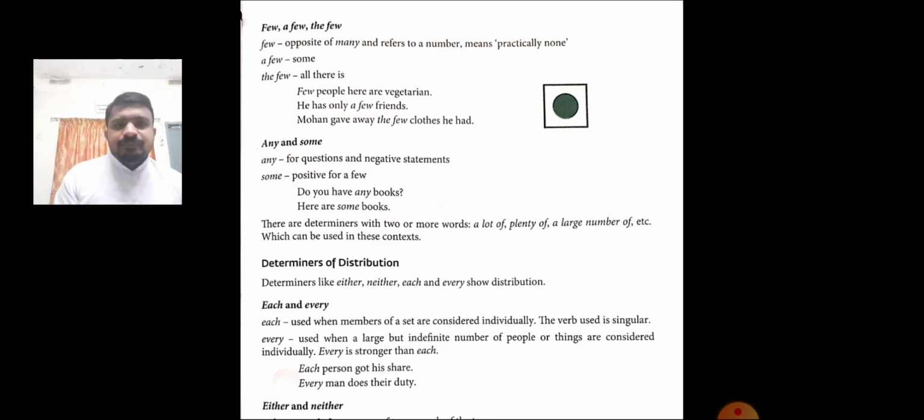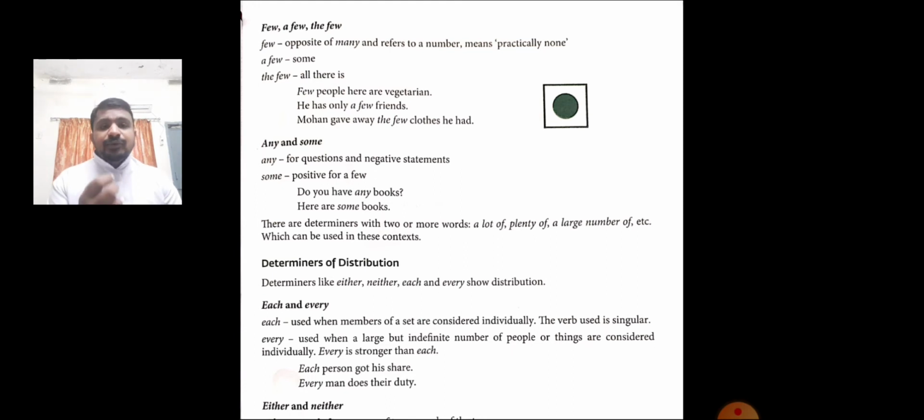Now any and some. Any is used for questions and negative statements, and some for positive statements. Do you have any books? In order to ask a question, we use any, or to give a negative statement: No, I don't have any books. Now, here are some books. In order to give a positive statement, we use some. There are determiners with two or more words, a lot of, plenty of, a large number of, which can also be used in this context.